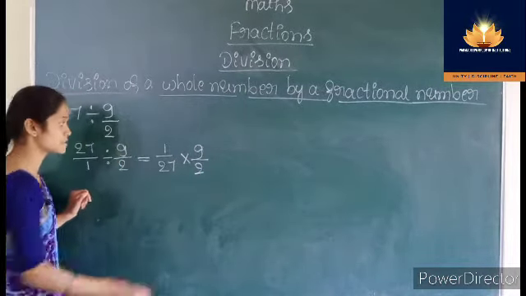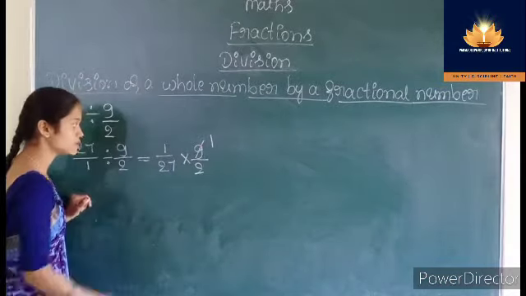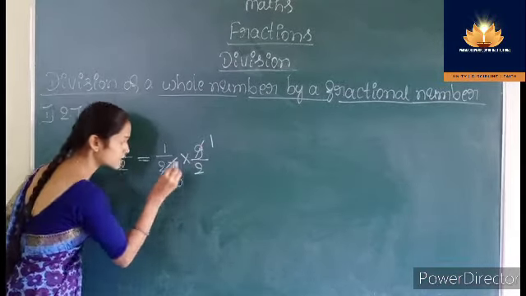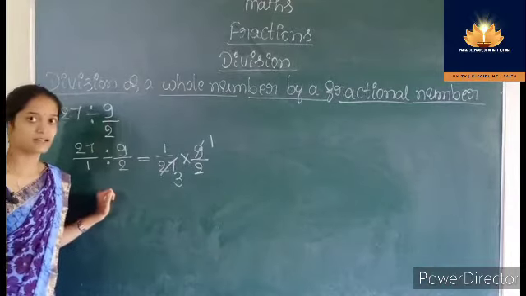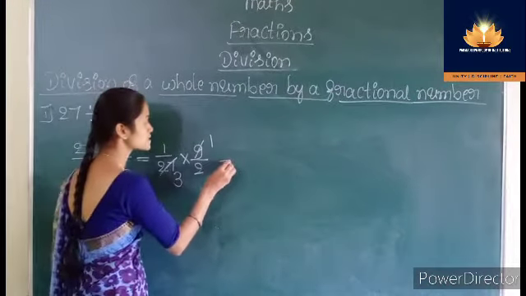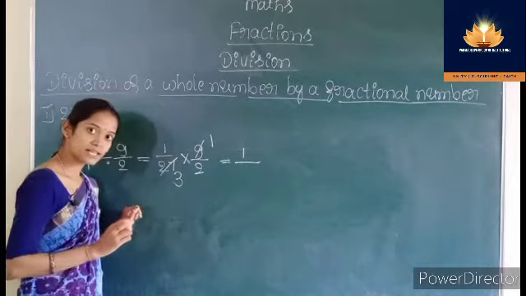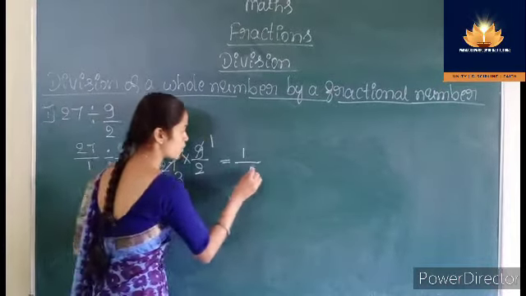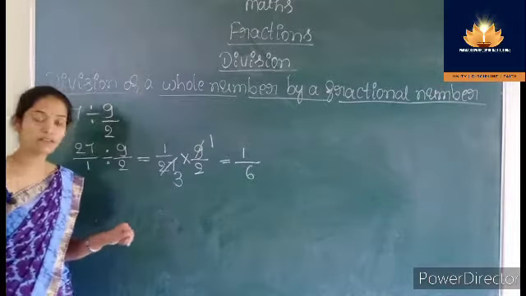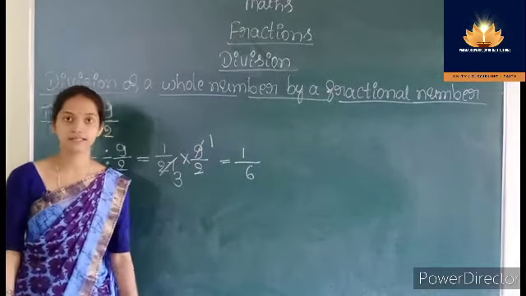So now we can cancel. 9 ones are 9, 9 threes are 27. Then multiply the numerators, 1 ones are 1. Then multiply the denominators, 3 twos are 6. So we got 1 upon 6.